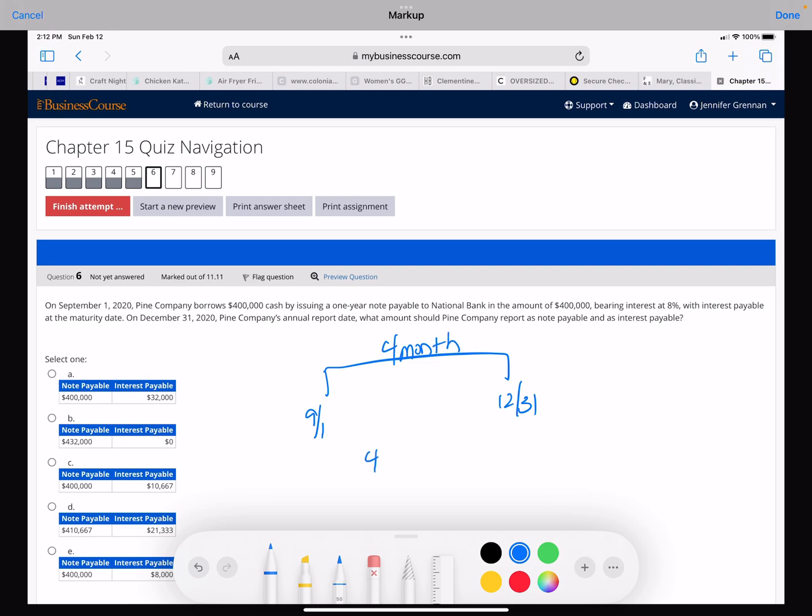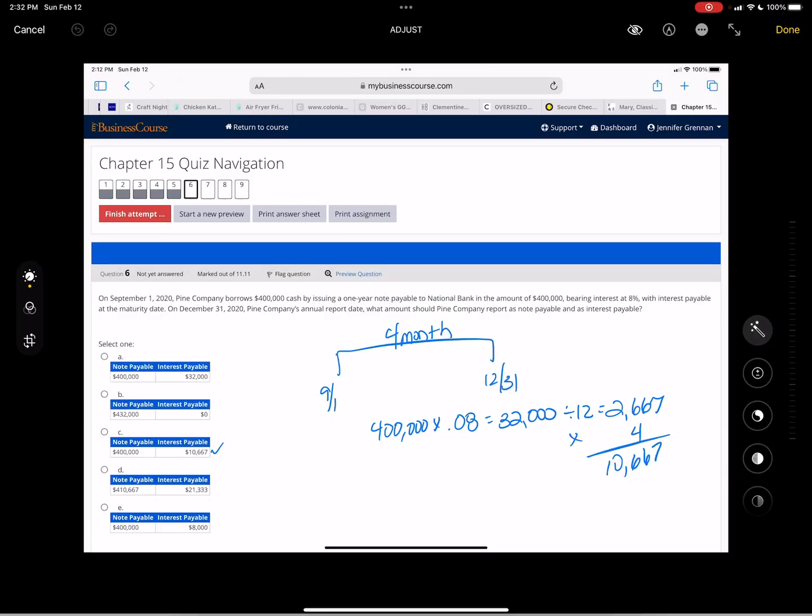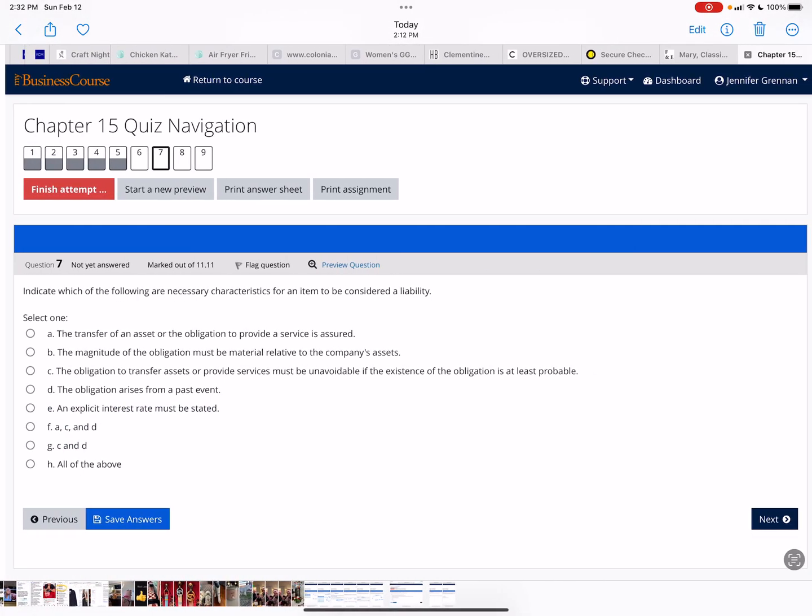And if we do the math on that, I take 400,000 times the 8%. That's 32,000. If I divide that by 12 to get a monthly number, that's roughly 2,667 times 4 months gives me 10,667. So the correct answer is C, because I'll have that interest payable.